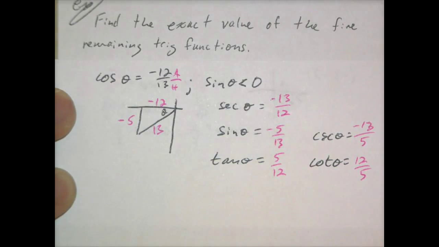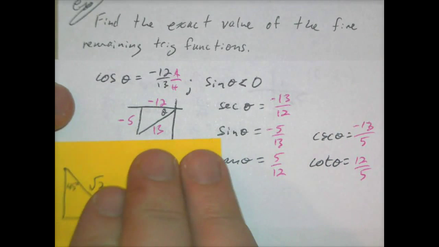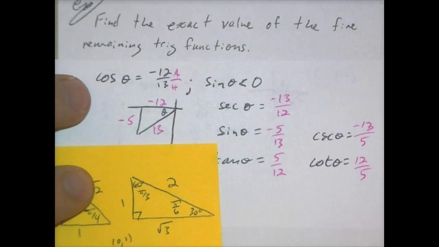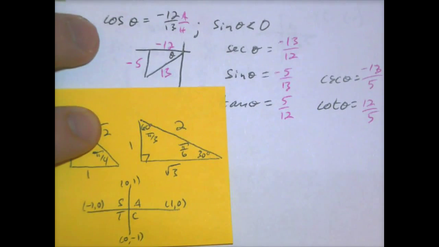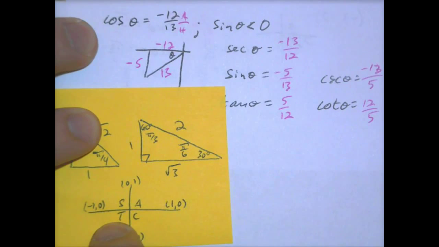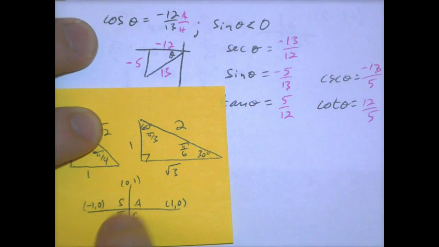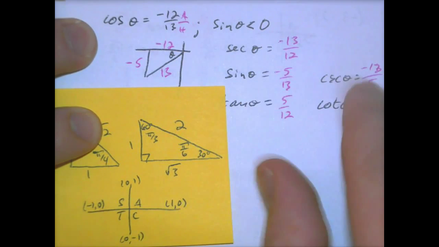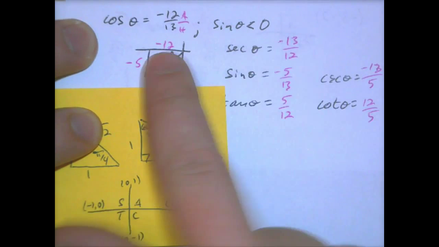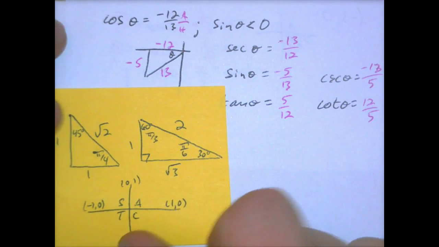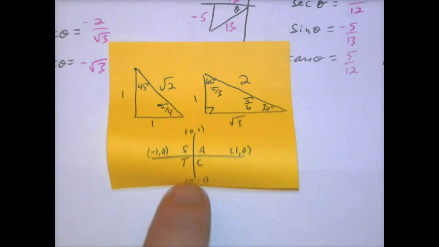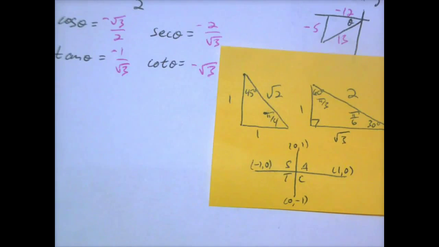And notice, tangent came out positive because I'm in my third quadrant, where tangent is positive, so both of those values came out positive. And sine is negative in there, so sine and cosecant came out negative, and secant was already negative because cosine was negative.